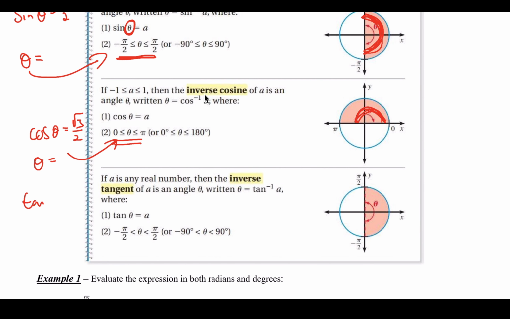And then if you ask a tangent question, let's say tangent of theta equals root 3, something like that, then you're going to say, oh, theta is, and theta can only be an angle between negative pi over 2 and pi over 2. Okay, those are your only two options. Your answer has to be between those two numbers. So we're going to do a whole bunch of practice with this, but that's basically the gist of it.